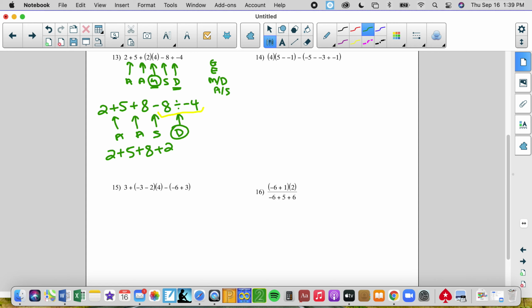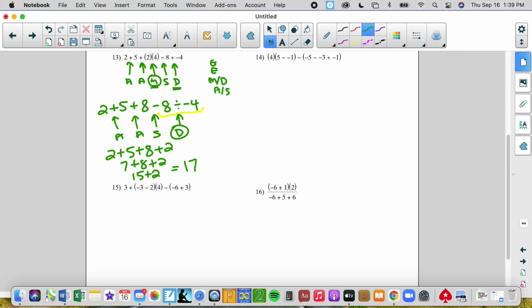And now it's pretty straightforward. 7 plus 8 plus 2. 2 plus 5 is 7. 7 plus 8 is 15 plus 2 gives me 17. So that was a place that a lot of students tended to make their big mistakes. Let's look at number 14.